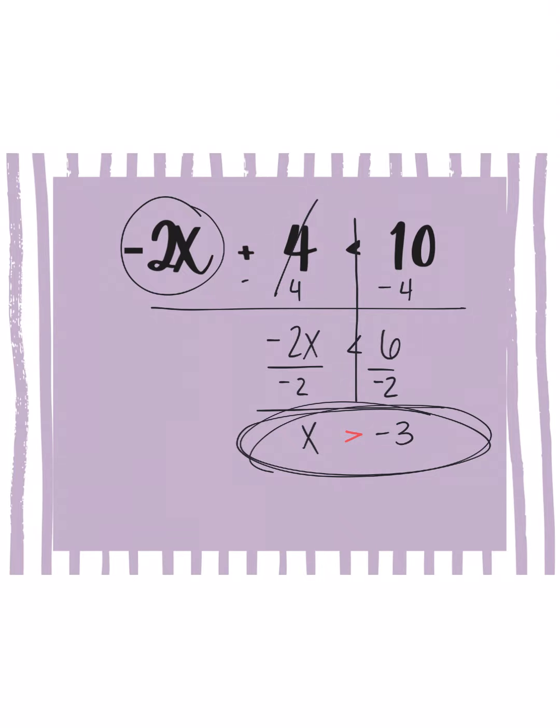Now it might feel strange to flip the sign, but let's plug in a value just to check and make sure we're doing something right. We need a value that's greater than negative 3. So let's, for the sake of ease, use a 0. If I plug in a 0, I know that negative 2 times 0 is 0. 0 plus 4 is 4, and that is a value that's less than 10. So I know that I've done my problem correctly.